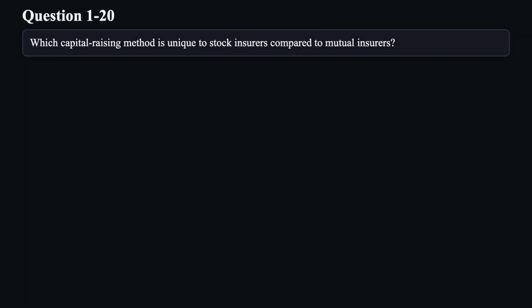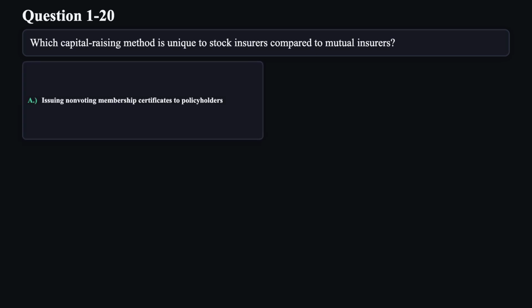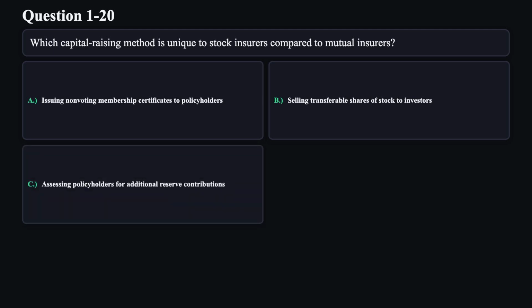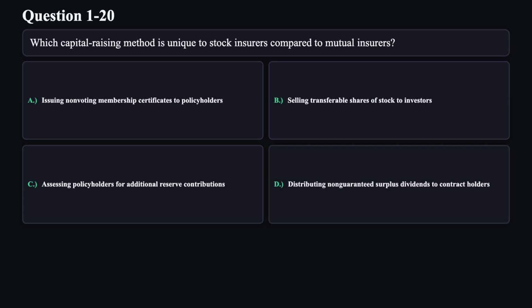Question 20. Which capital raising method is unique to stock insurers compared to mutual insurers? A. Issuing non-voting membership certificates to policyholders. B. Selling transferable shares of stock to investors. C. Assessing policyholders for additional reserve contributions. D. Distributing non-guaranteed surplus dividends to contract holders.